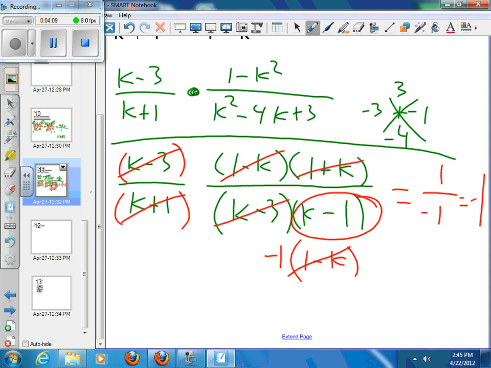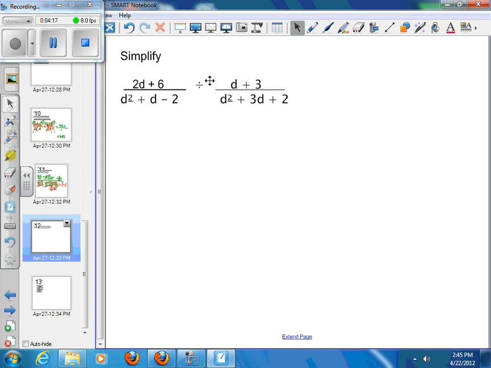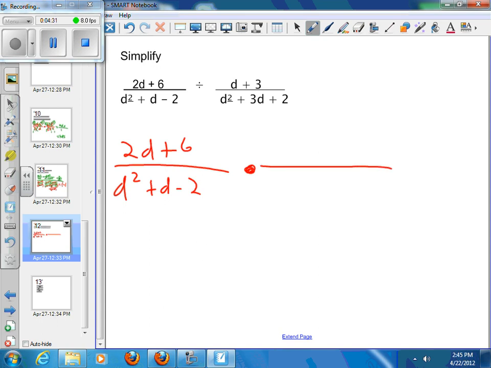Okay, then I've got my third one that goes with this video. And that's written kind of tiny, so let me make this a little bit bigger here. So again, it's division, so I'm going to take my first one and rewrite it so it's 2d plus 6 over d squared plus d minus 2. Change the division to multiplication and take the reciprocal of the second fraction. So that's d squared plus 3d plus 2 on the top and d plus 3 on the bottom.